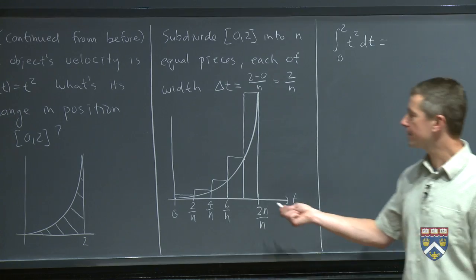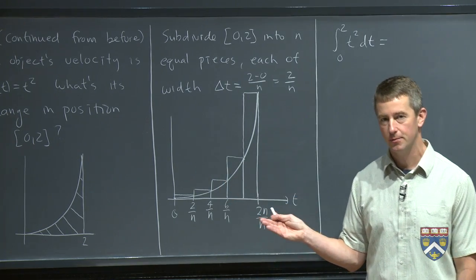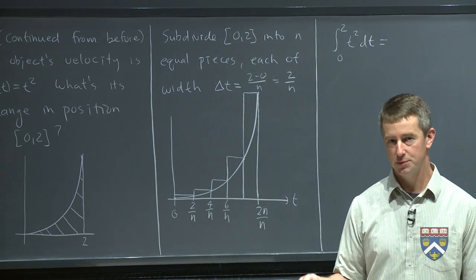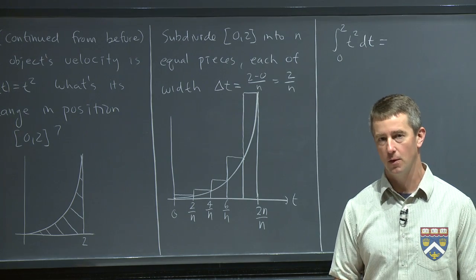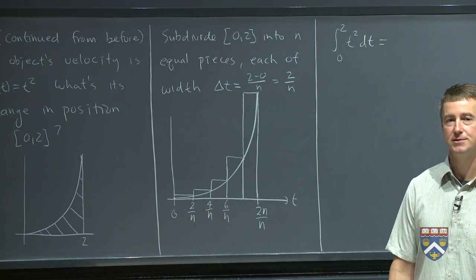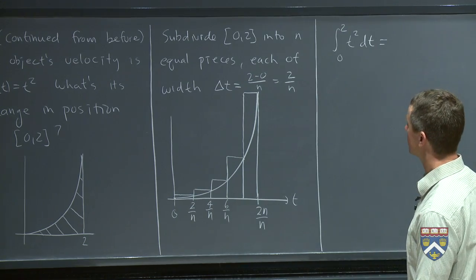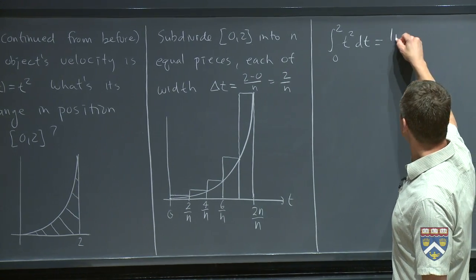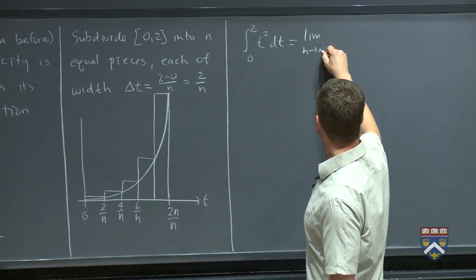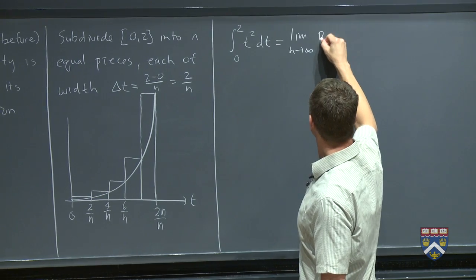And what I've drawn here is the right-hand sum. It doesn't matter whether we do the left or the right-hand sum. As we proved, as n goes to infinity, they're both equal. For various technical reasons, you can try the other one if you like. This ends up being slightly easier to do. So let's do it. Let's take the limit as n goes to infinity of the right-hand sum.